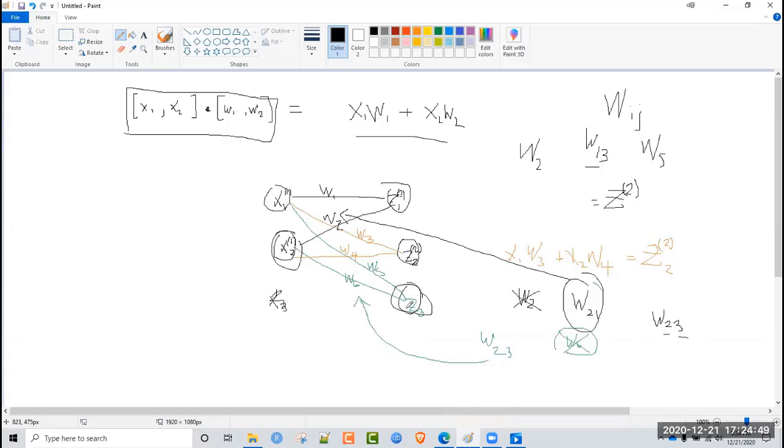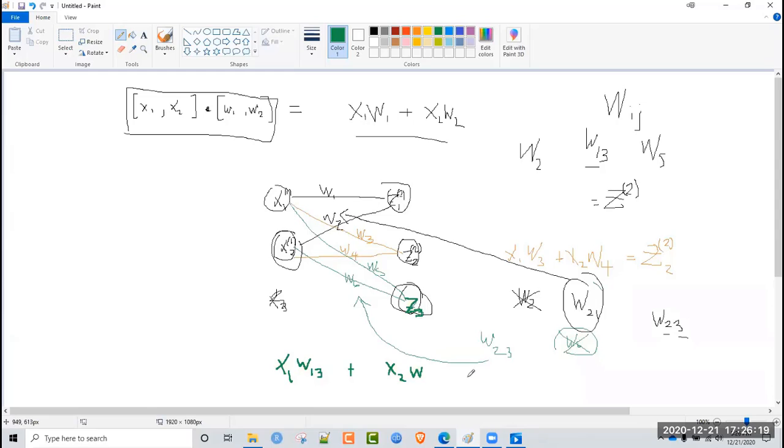Okay, now, what does Z3 equal? Here's Z3. What is Z3? What's the calculation for Z3? X1 W5 plus X2 W6. Okay, now use the new notation for the W's. So X1, and then you need a W, and then X2, and you need a W. So what are they? W13. W1,3. And why is it W1,3? Because coming from X1 and going to here. That's good.